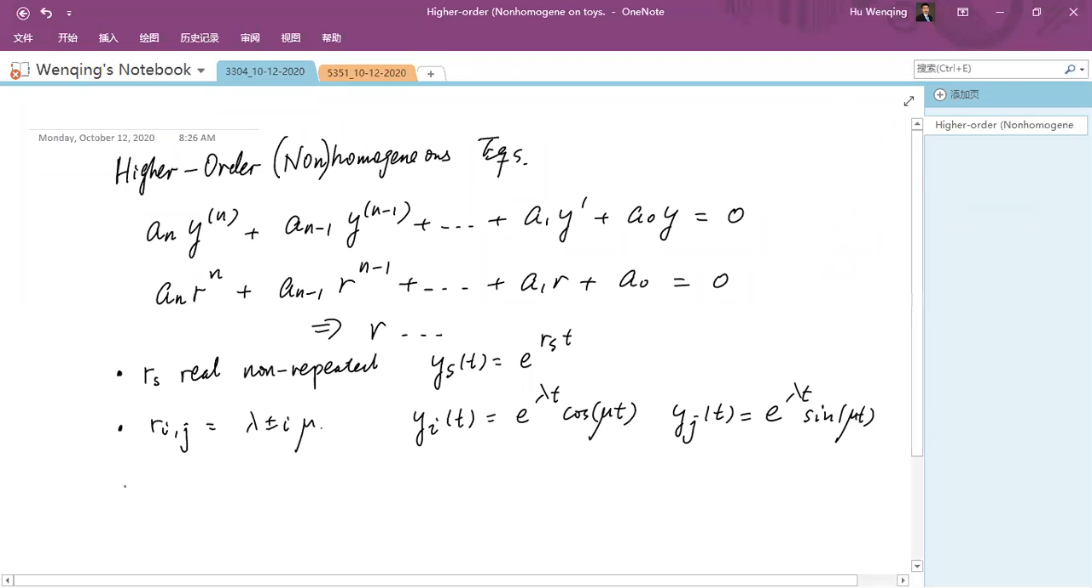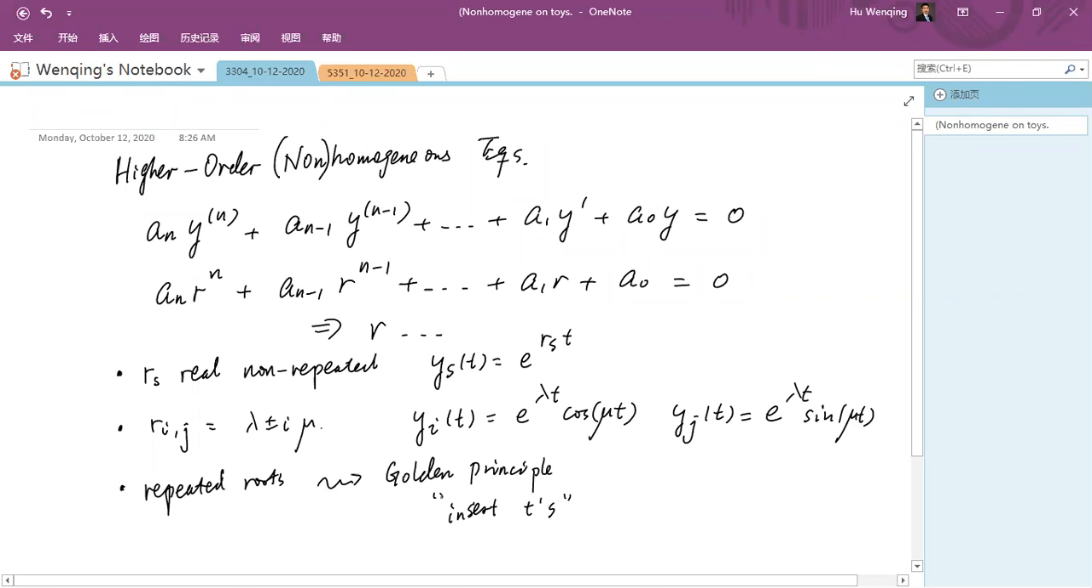Now, there's also a situation where you have repeated roots. For repeated roots, you use the so-called golden principle that we have been showing you before: you insert t's until you reach a satisfactory number of solutions. This is a higher order homogeneous equation.